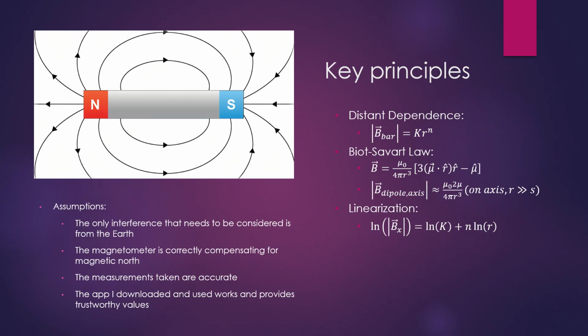And then a couple assumptions that we're making in this experiment. We are assuming that the only interference we need to be aware of is from the Earth, and we're also assuming that the magnetometer is correctly compensating for magnetic north. We're also assuming that the measurements taken are accurate and that the app I downloaded on my phone actually works.